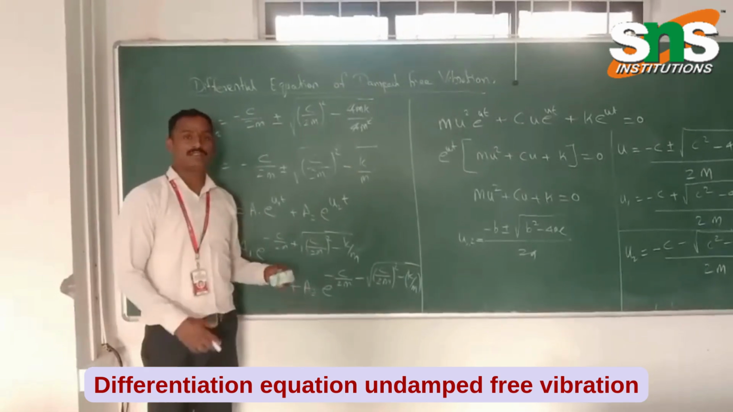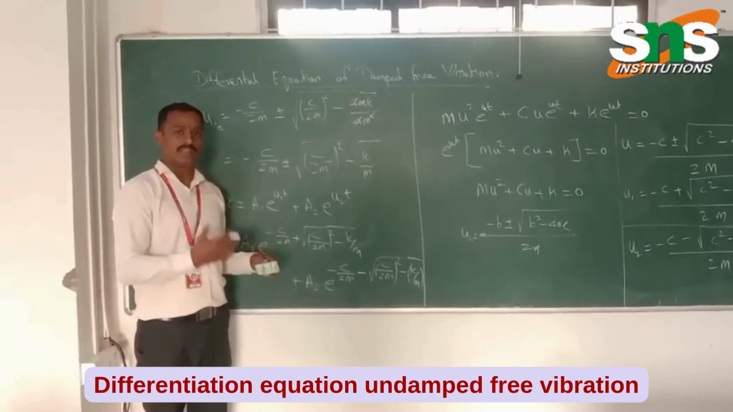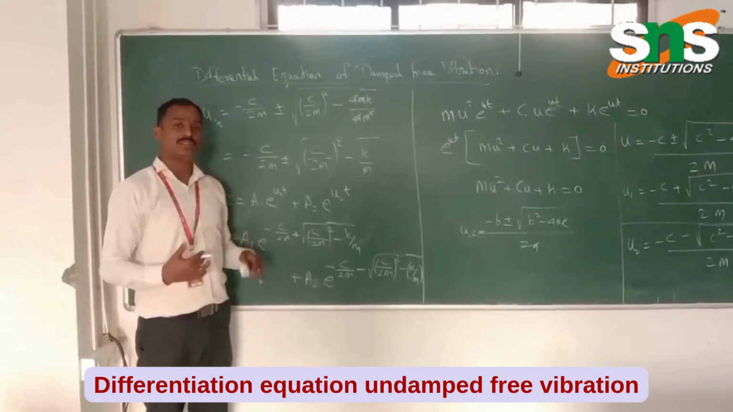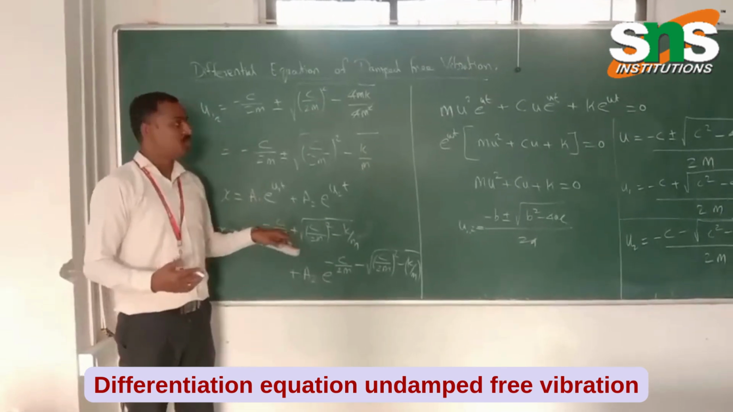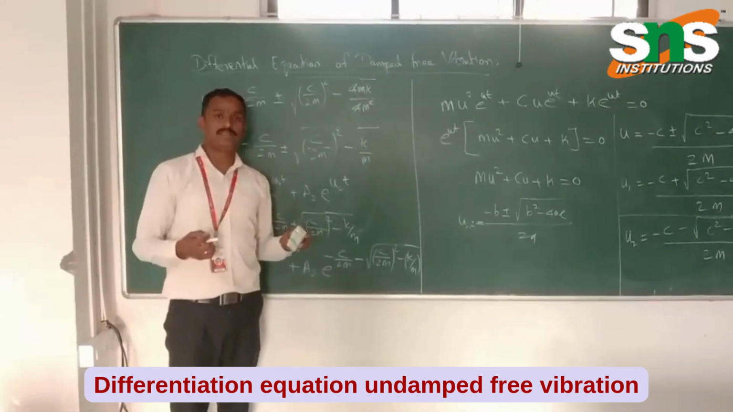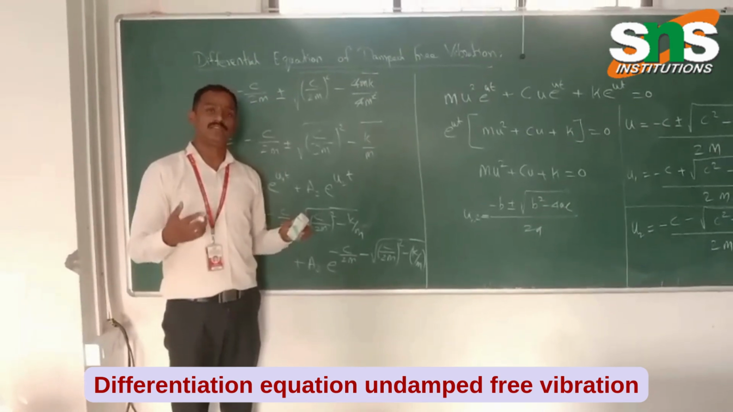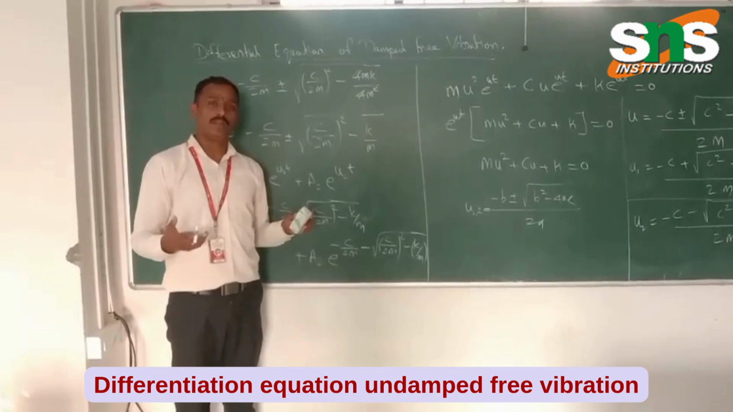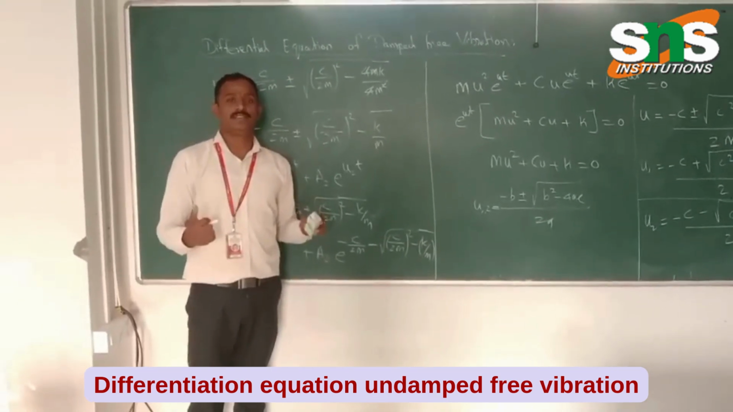From this we can say whether it is critical damping, under damping or over damping. When it is critical, the damping coefficient becomes critical and this term becomes 0, so we get c by Cc equal to 1 as critical damping. C by Cc greater than 1 is over damping, and less than 1 is under damping. This we will see in the next class.